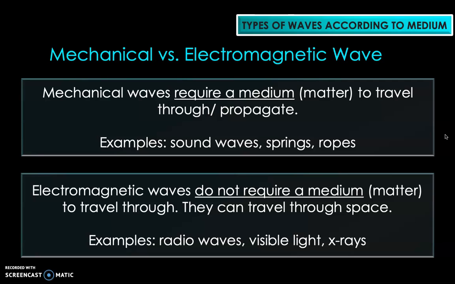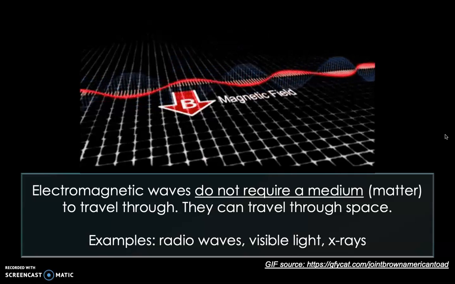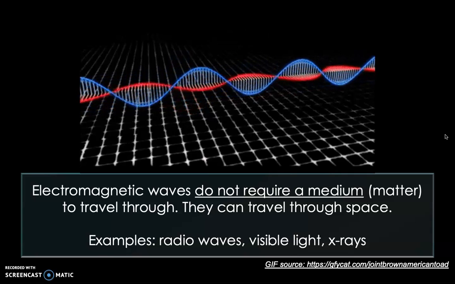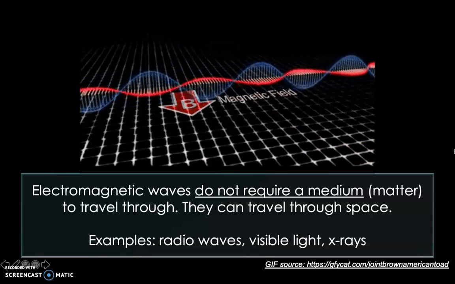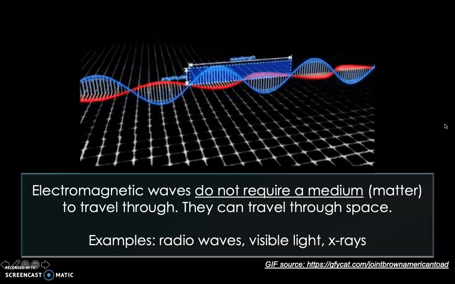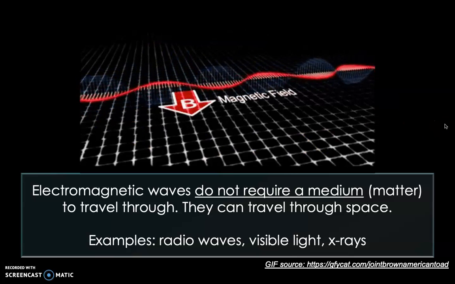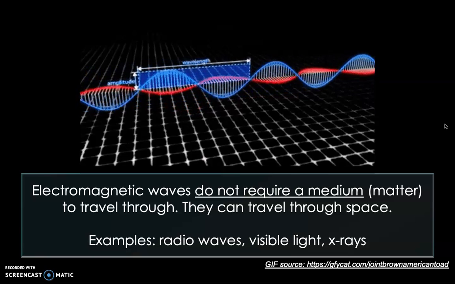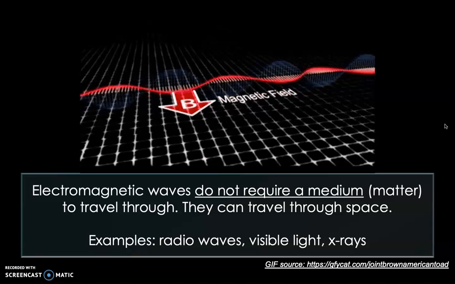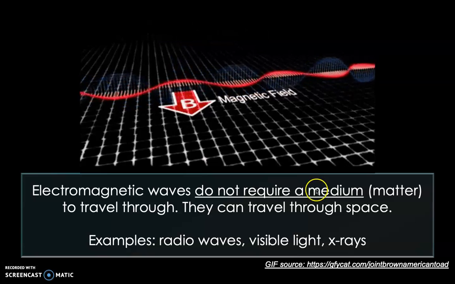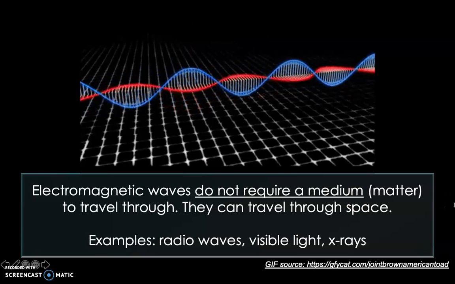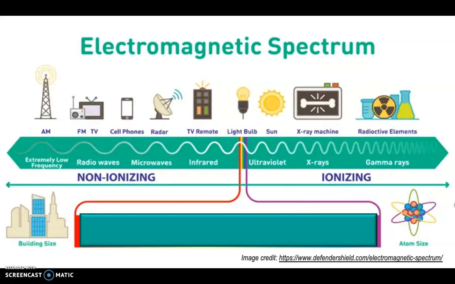The second one is electromagnetic waves, which do not require a medium to travel through. So some of the examples are radio waves, visible light, and X-rays. They can travel in space even without matter because they're made up of magnetic fields and electric fields that are vibrating in space. And those things are capable of propagating even without matter. We're not going to expound why it happens as such because that's more of an electromagnetism topic rather than optics, but at least for now, that's what you have to know. So these electromagnetic waves can travel even when there's no matter in between.